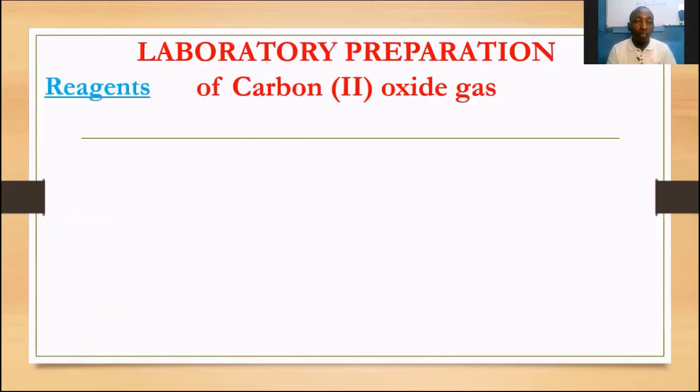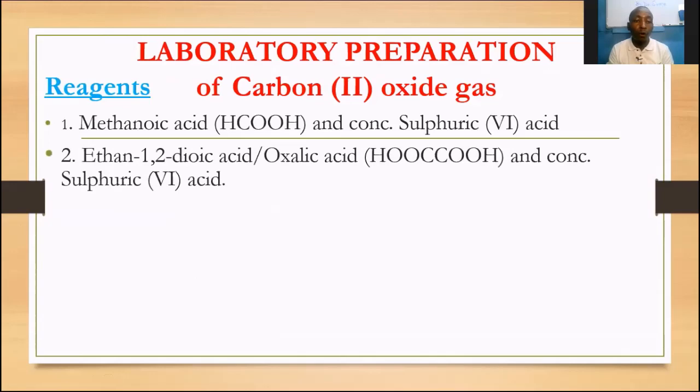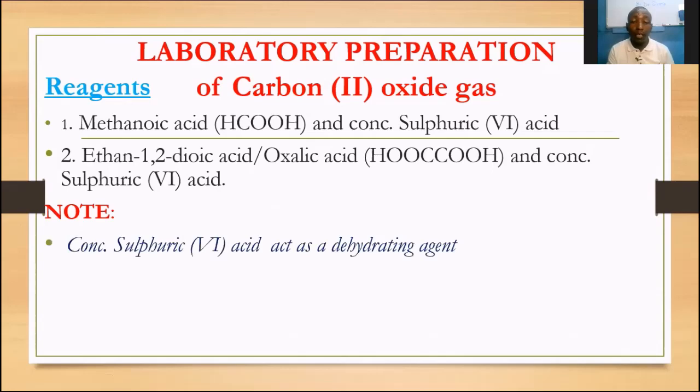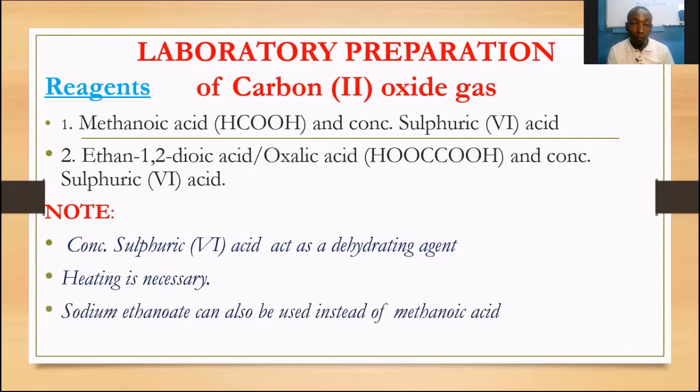Now, the laboratory preparation of carbon 2 oxide: we can do what is called dehydration of methanoic acid using concentrated sulfuric acid. We can dehydrate oxalic acid, or ethane-1,2-dioic acid, using the same concentrated sulfuric acid. In this case, concentrated sulfuric acid acts as a dehydrating agent. Dehydration removes the elements that form water that are combined in other chemicals. So in this case, heating is very necessary. And sodium methanoate can also be used instead of methanoic acid. So first it is converted to methanoic acid, then dehydrated to CO.